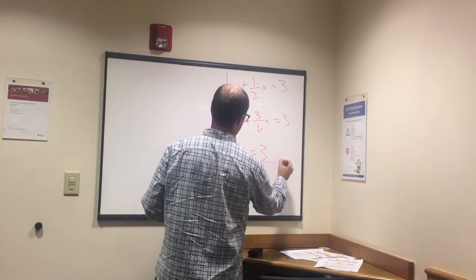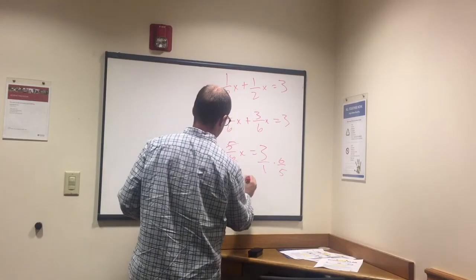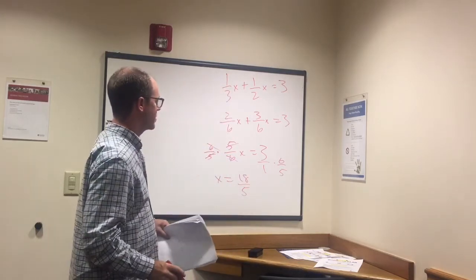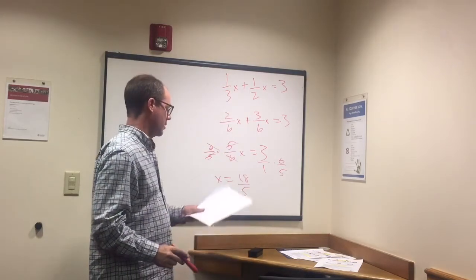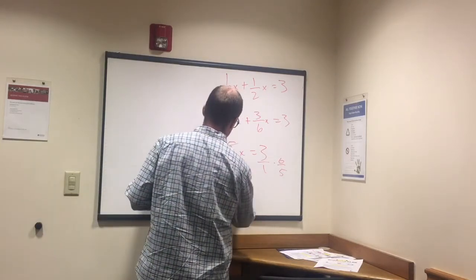And remember to do it to the other side. X equals 18/5. 3 times 6 is 18, 1 times 5 is 5.